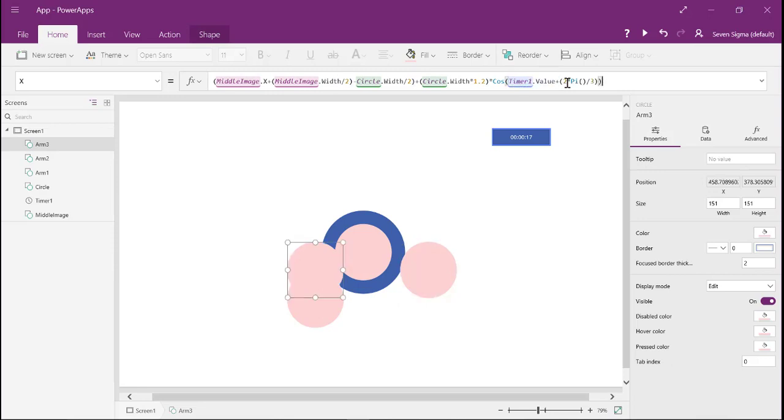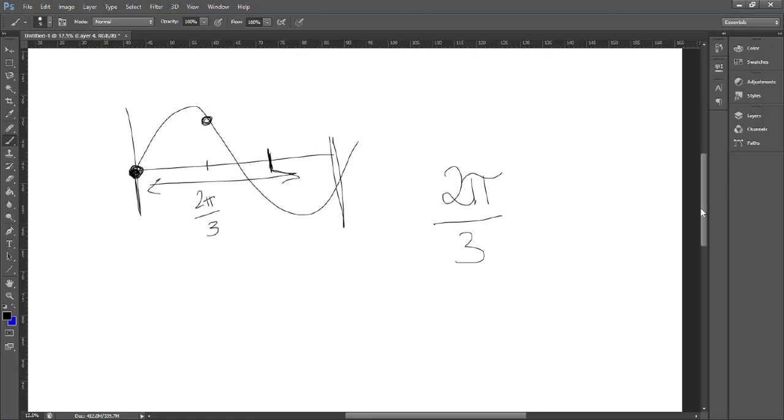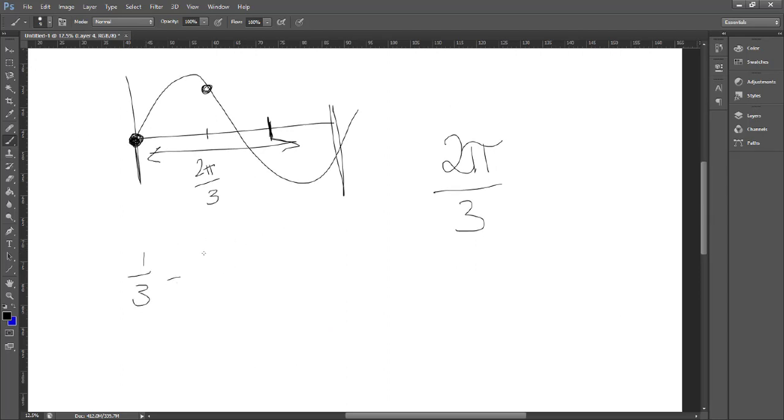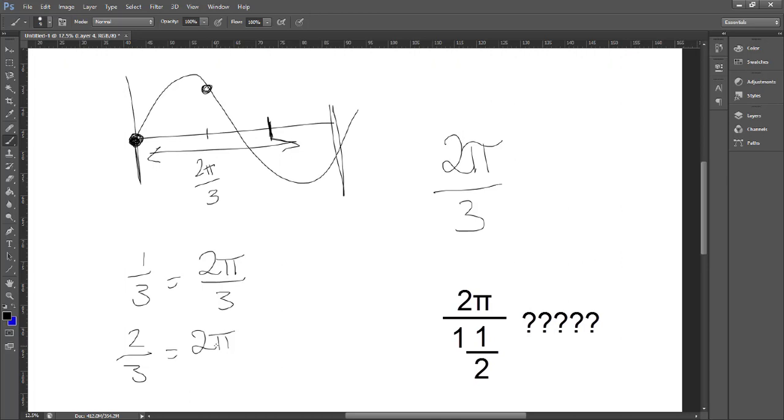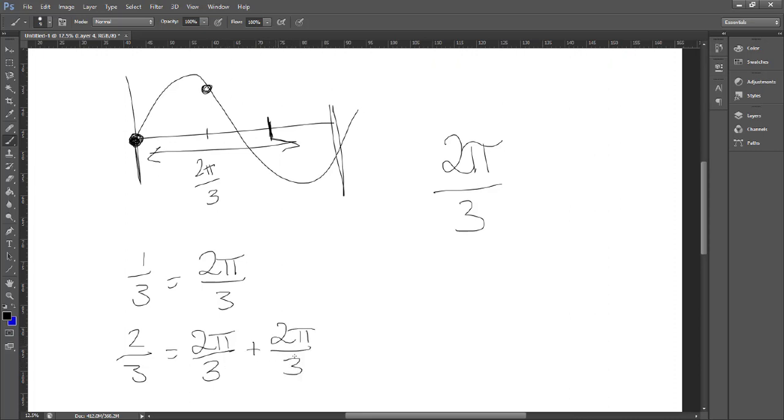So would that be 2 pi, divide 3 plus something? Look, if we look at it, 1/3 is 2 pi over 3. Yeah? We want it to be 2/3 now. Would that be 2 pi over 1.5? You can't really do over 1.5. 2 pi over 3 is 1/3. We want 2/3. If you look at that, 2 pi over 3 plus 2 pi over 3, what is that? 2/3. Yes, but what number does that equal?